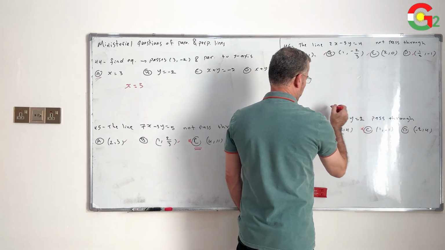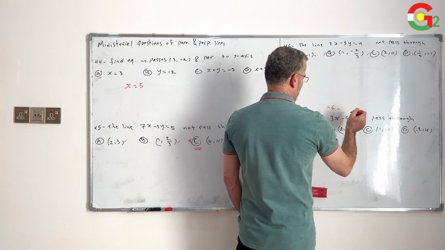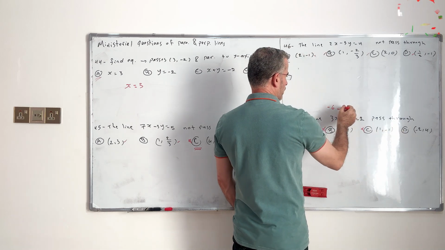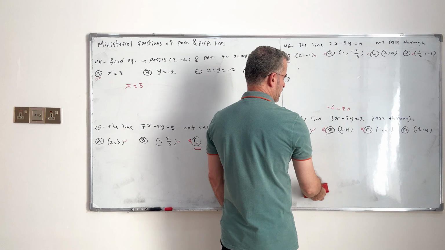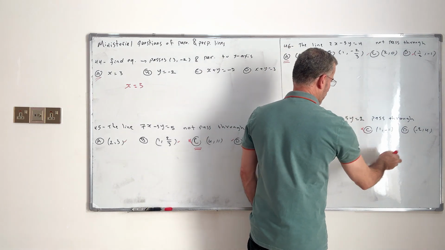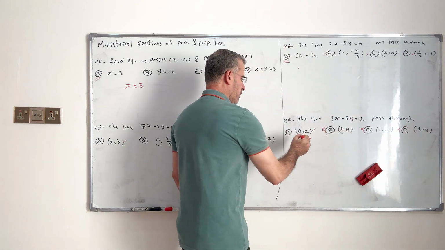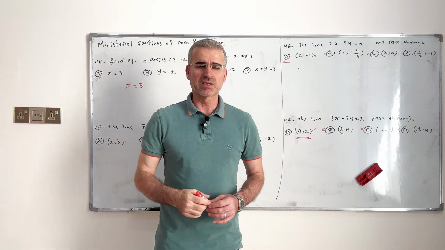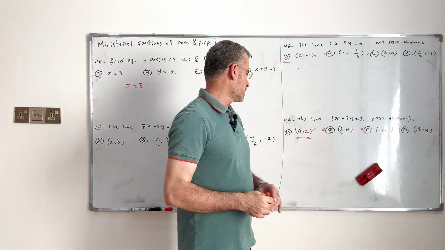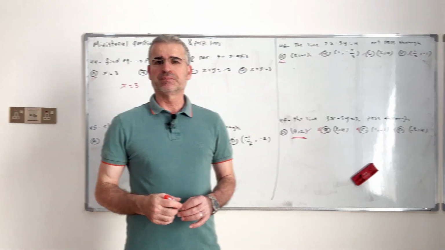Let me check the last one. 3 times -2, it's -6. Minus 5 times 4, 20. It's 26. 26 not equal to 2. Then the only point that passes through this line is 4, 2. It is the right choice, number A.